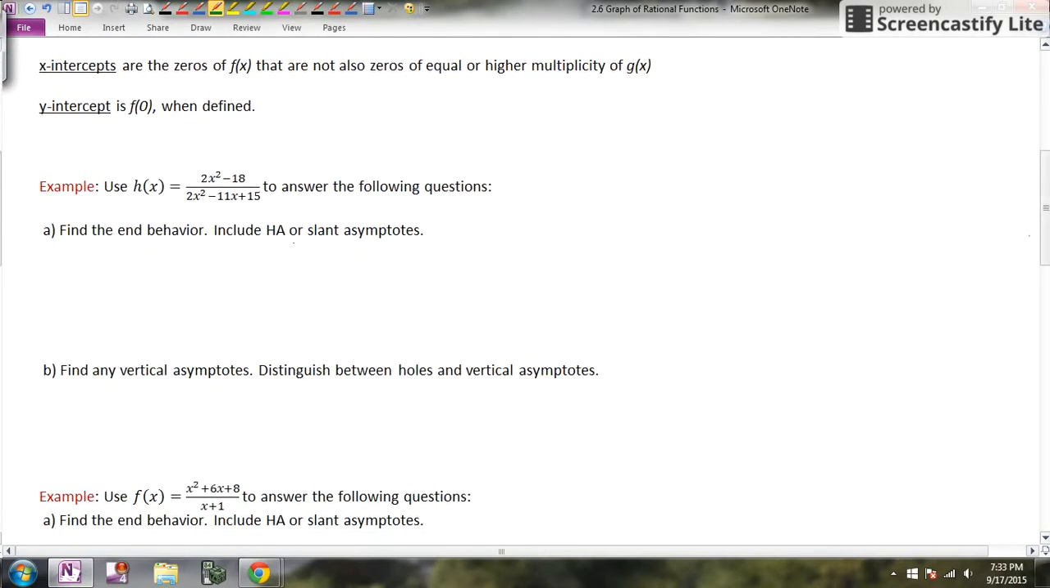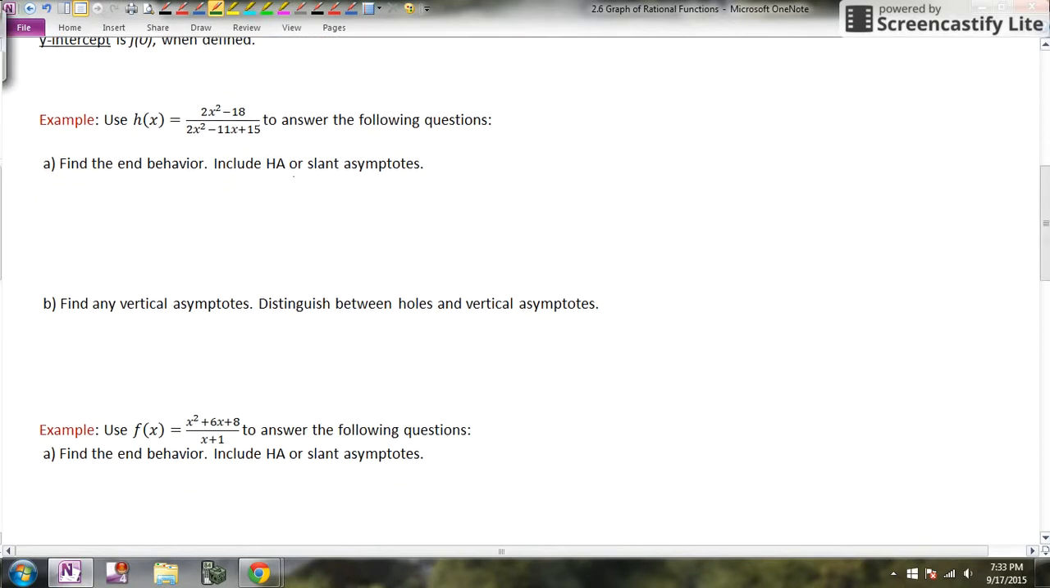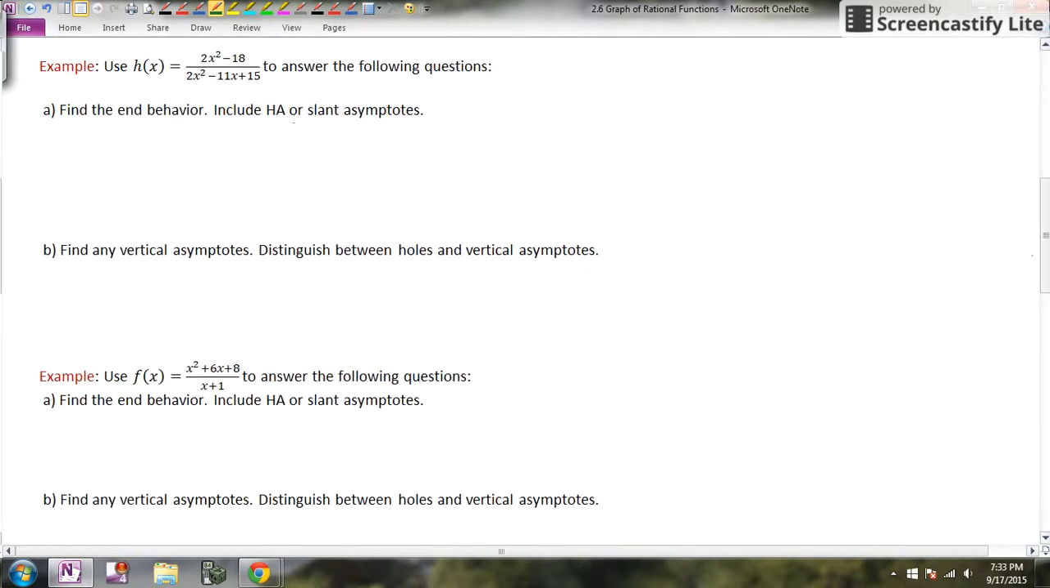But let's move on. We've got x-intercepts. You know what x-intercepts are, and y-intercepts are when x is 0. So let's use this information to try to graph a nice little problem here at the top of your screen. So what do I have? I have this beautiful thing.